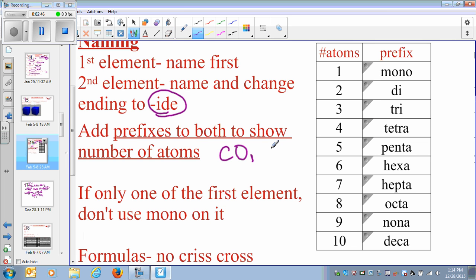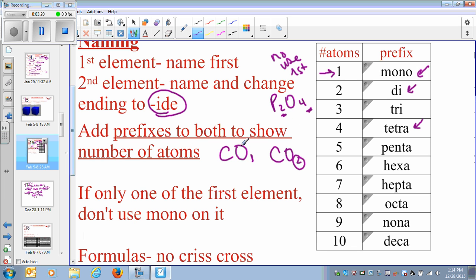So if I have CO2, I have 2 oxygen atoms, so I will say carbon dioxide. If I have 1 oxygen atom, I will say carbon monoxide. I don't use mono for the first element. Do not use it for the first element. So it will never be monocarbon monoxide. We will just say carbon monoxide, carbon dioxide. If I have P2O4, now I have 2 phosphorus, so I will say diphosphorus, and 4 oxygens, so I will say tetroxide.